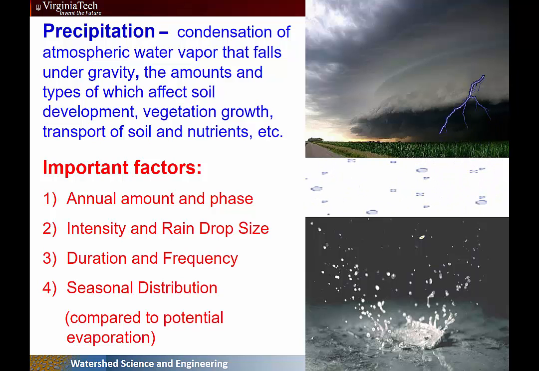The duration and frequency, again, this relates to number 2. Are we getting high intensity rainfall events occurring at an infrequent time scale? So we get 10 inches of rain falling in one event, and then we don't get rain for the next 6 months. And then the seasonal distribution. Are we getting adequate rainfall during the growing season? Are we getting adequate rainfall during the non-growing season to recharge aquifers and soil storage?